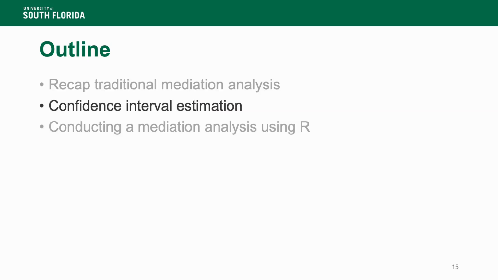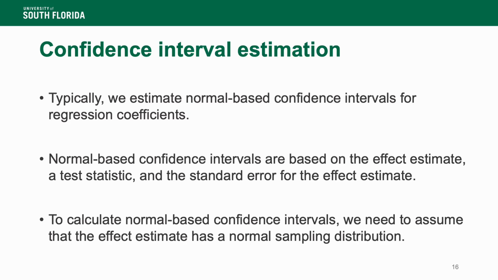Now that we have recapped traditional mediation analysis, let's talk about confidence interval estimation. Typically, we estimate normal-based confidence intervals for our regression coefficients. Normal-based confidence intervals are based on the effect estimate, a test statistic, and the standard error for the test statistic. To calculate normal-based confidence intervals, we need to assume that the effect estimate has a normal sampling distribution.